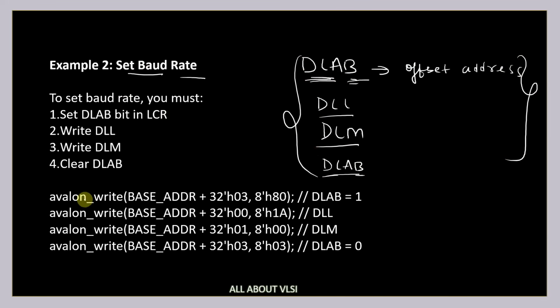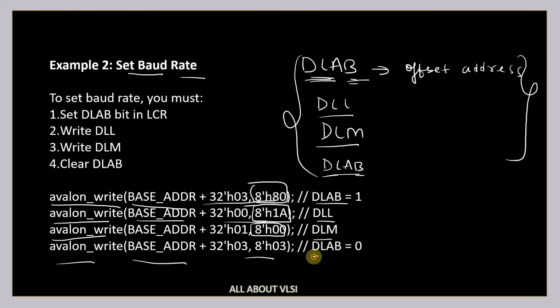Now, how to update these registers? We have a task known as avalon_write. Using this task, I'm going to provide the base address plus offset address, and next I'm going to provide the data, inside the DLM register, DLL register, and DLAB. If I'm providing the address, that means I'm selecting this register, and next I'm providing the data. This will be done from your test class.